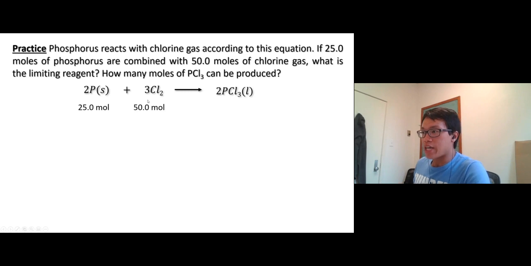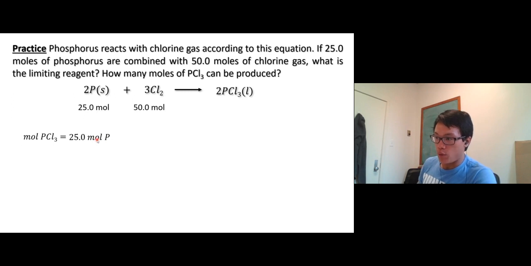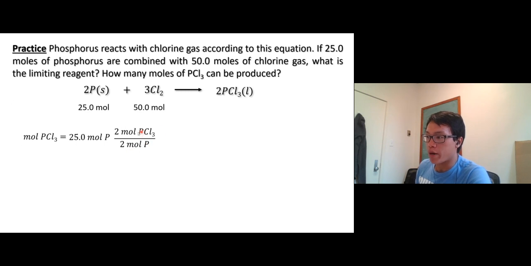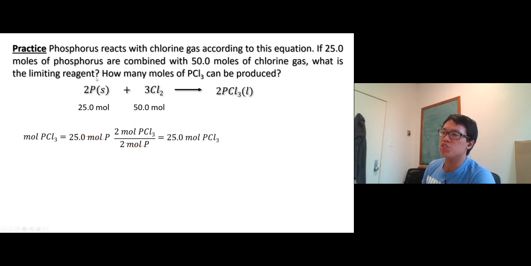All right, so who runs out first? Let's just look at the moles of phosphorus. We have 25 moles. How many moles of PCl3 can be produced? Right? They are a 2-to-2 ratio. So I'm going to put moles of phosphorus at the bottom and moles of the product at the top. The moles cancel out. You should get 25. It's a 1-to-1 ratio. You don't even have to do this. It's 1-to-1, 25 here, 25 there. Now, chlorine is a 3-to-2 ratio. You probably have to do the math here.